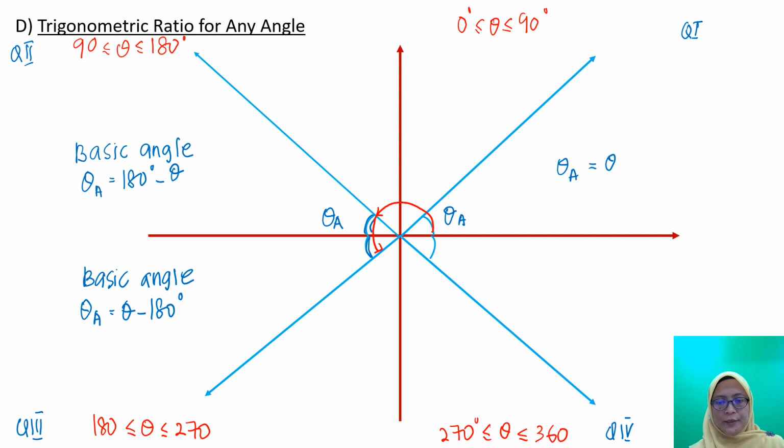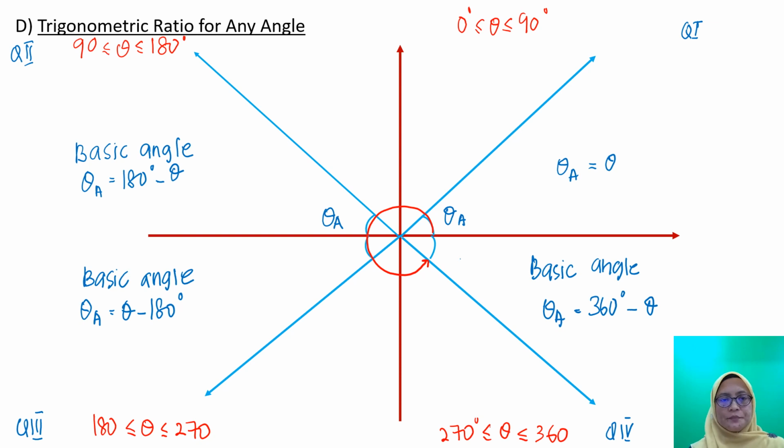Okay, so then fourth quadrant, kita punya basic angle. So kita akan ambil daripada sini. So ambil semua sekali, itu adalah 360. Tolak dengan theta. So yang arrow merah tu adalah dia punya value of theta. Okay, so itu adalah formula untuk basic angle.